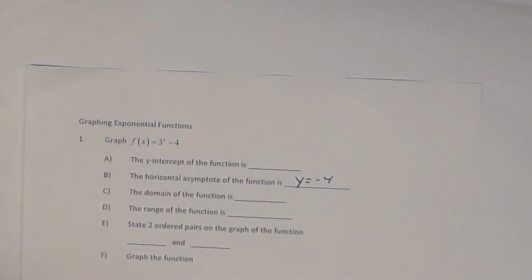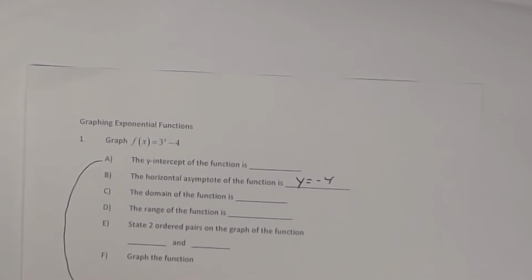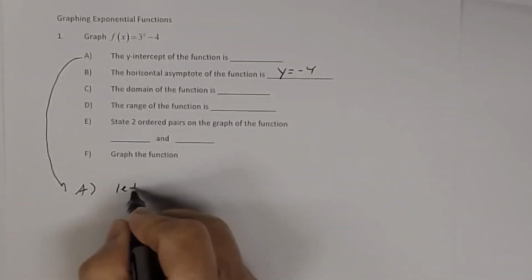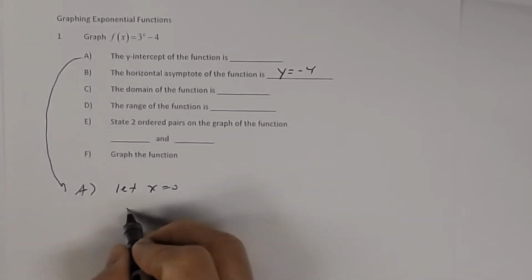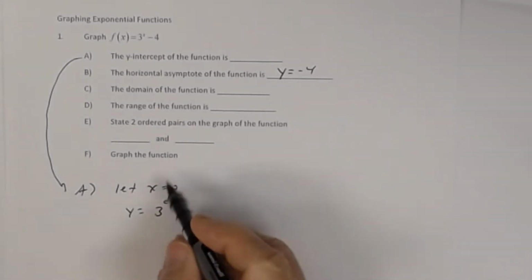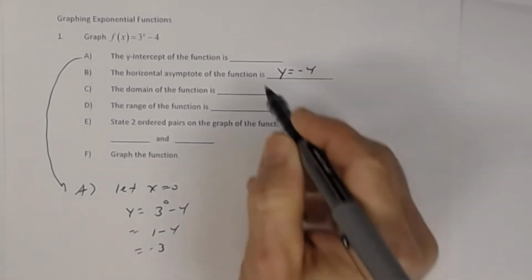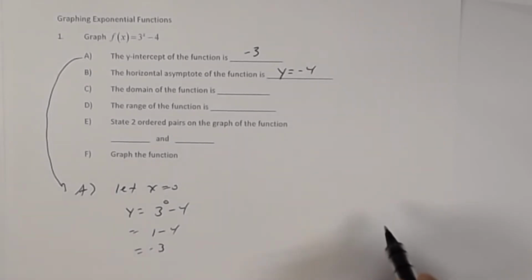All right. Now to find the y-intercept, here's how you're going to find it. This is part A. To find the y-intercept, you're going to let x equal 0. So if x is 0, I get y equals 3 to the 0. Where we see the variable x, substitute 0. So 3 to the 0 minus 4. Well, 3 to the 0 is 1. 1 minus 4 is -3. So I get the y-intercept to be -3.